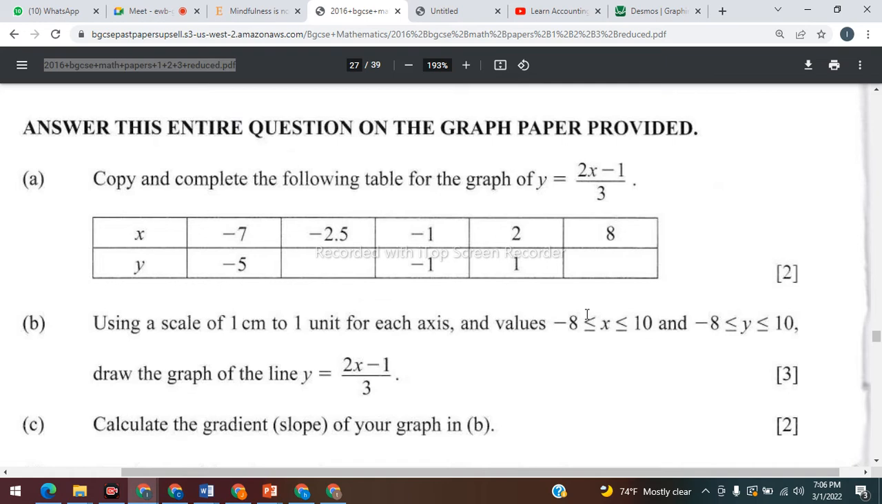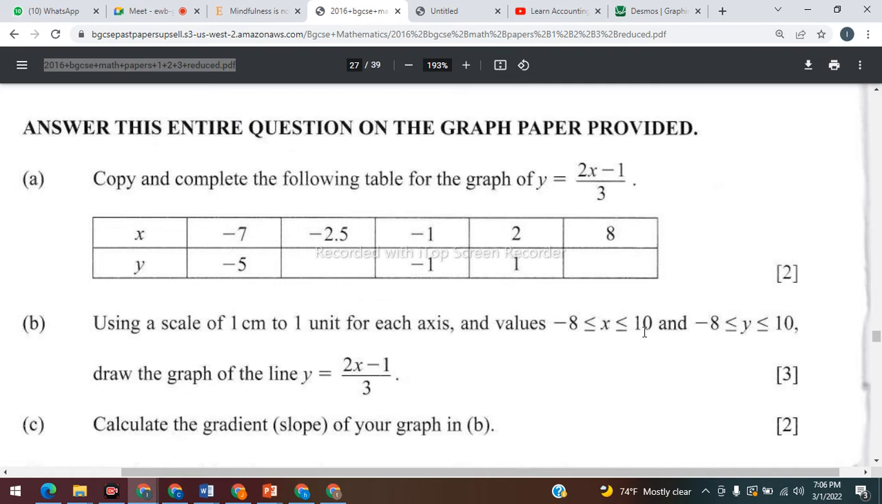The lowest is -8. Good. What's the highest it could be? 10. Very good. What's the lowest my y could be? -8. What's the highest? 10. So x is going to be between -8 and 10.